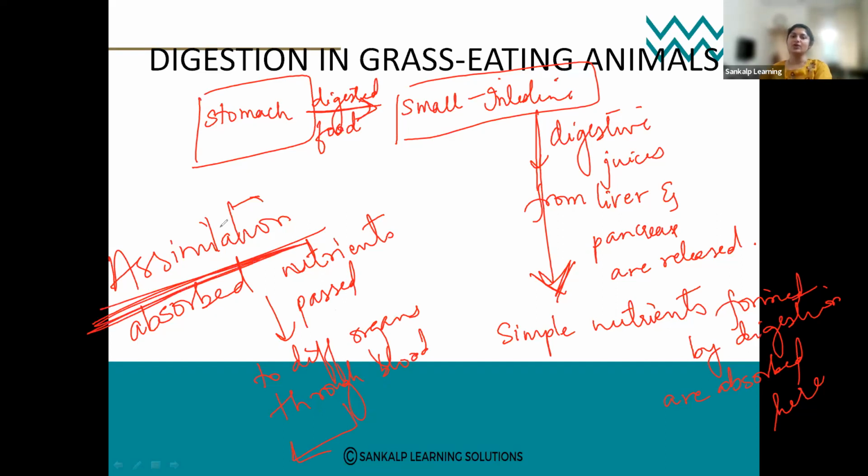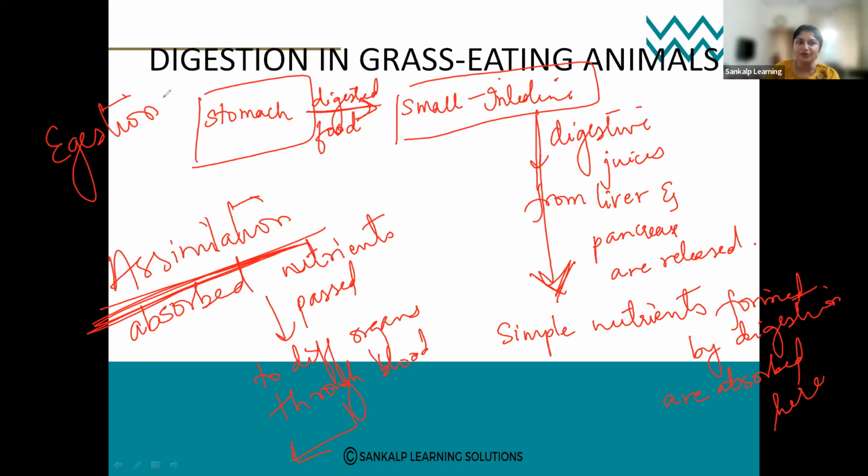Assimilation means that whatever absorbed nutrients are there, they are passed to different organs. These different organs can produce or synthesize different products. Okay. Now last is what? Next, last is egestion.